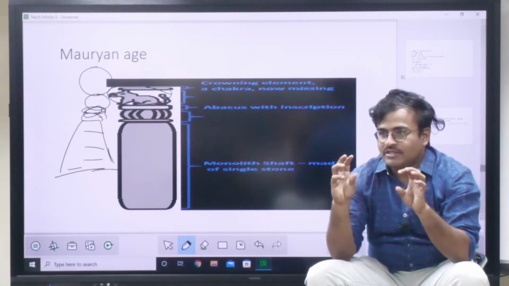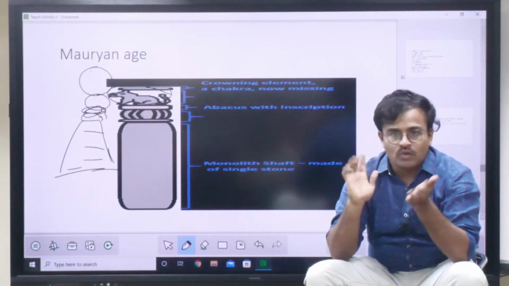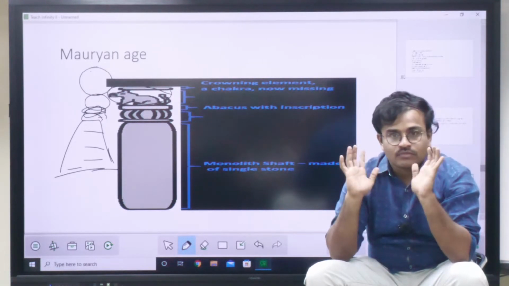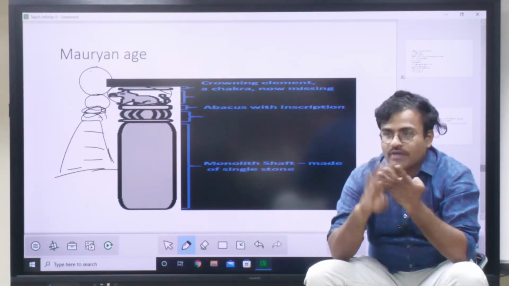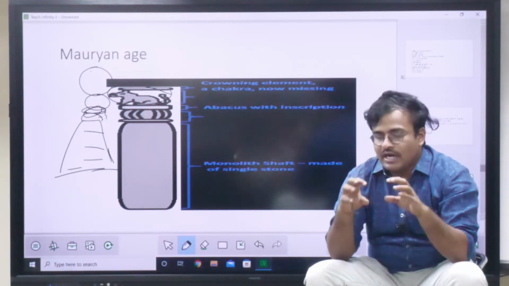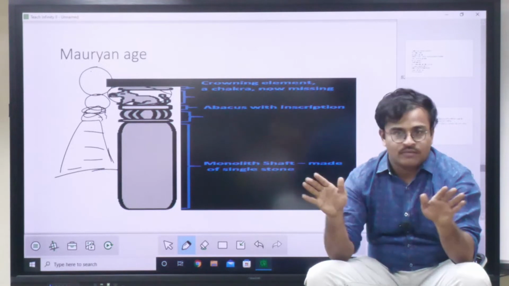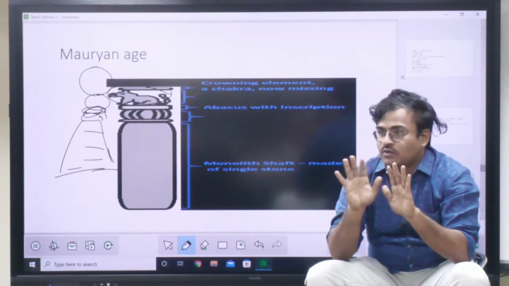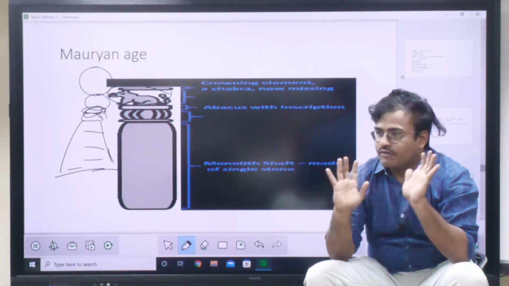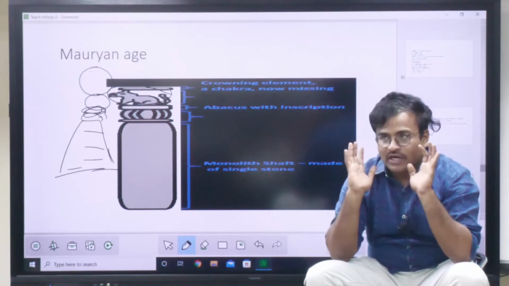Abacus doesn't have 3D images. They are carved onto the stone. Are you people following me? Okay, so these are the 4 images which are present on the abacus. The lotus capital is the lower capital, and that is not taken as part of the Indian emblem. Are you following this? So these are the images of Ashoka Maurya.